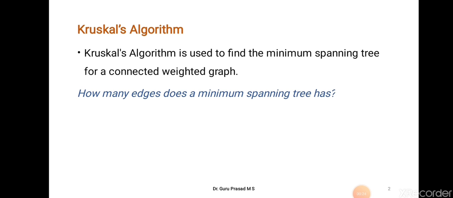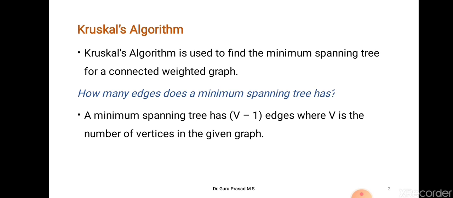How many edges does a minimum spanning tree have? A minimum spanning tree has V minus 1 edges, where V is the number of vertices in the given graph. If the graph consists of 5 vertices, then the total number of edges in the spanning tree is 4.